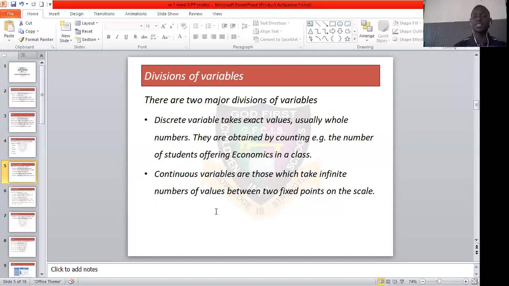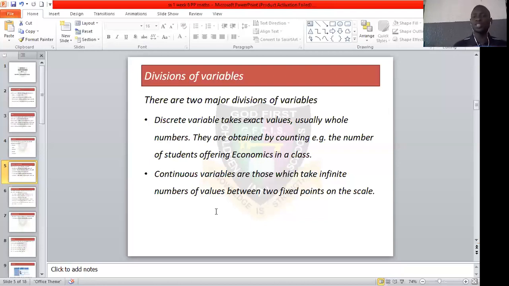In the case of a discrete variable, we take it one after the other. That's why they say they take exact value. You look at how many students are 10 years old here? Probably 2. How many students are 11 years old? Probably 4. How many students are 13 years old? Probably 5. How many students are 14 years old? Probably 6. Then till you get to the oldest age.